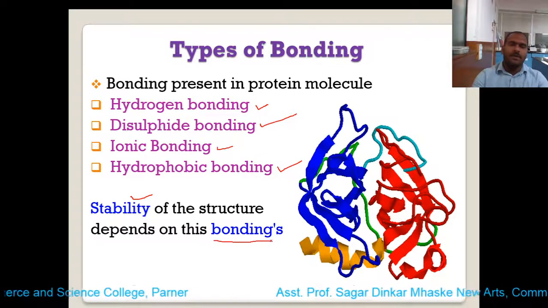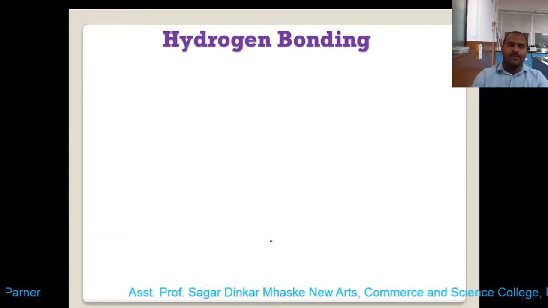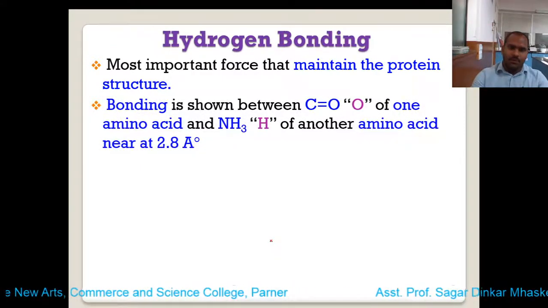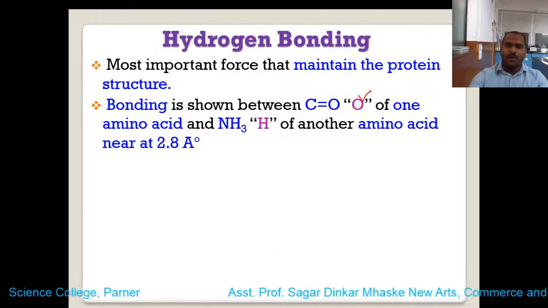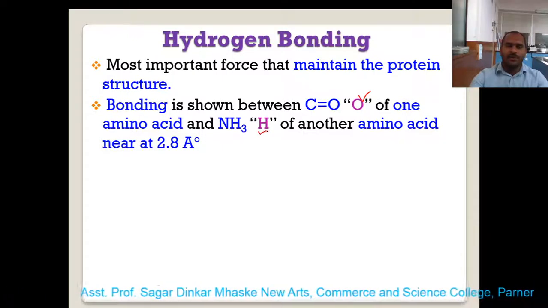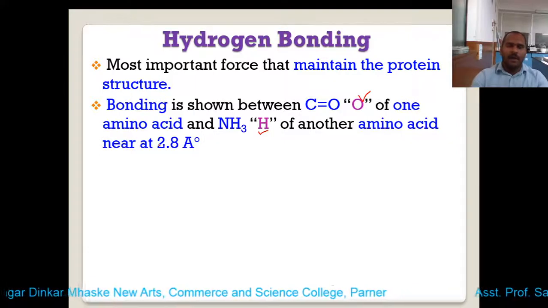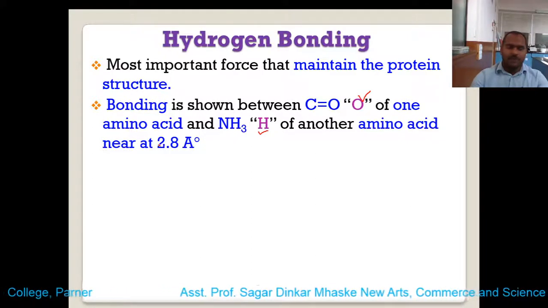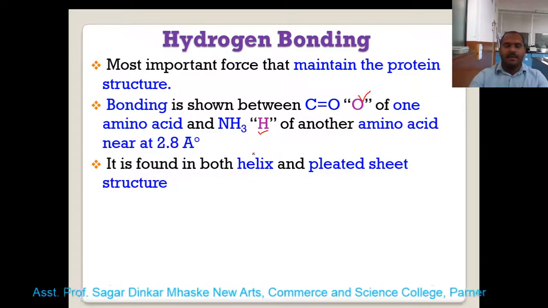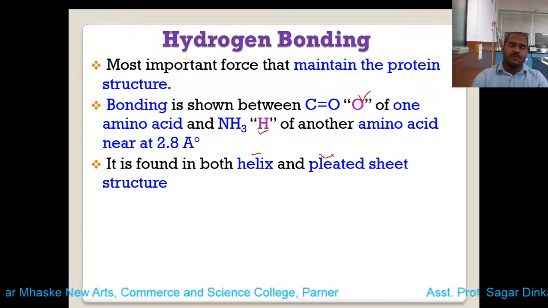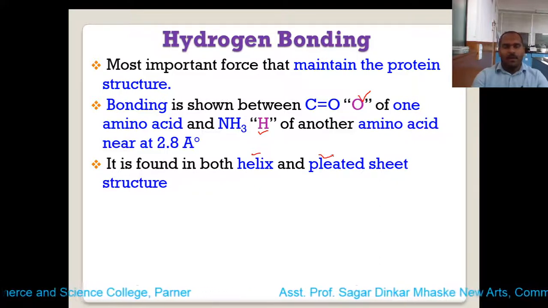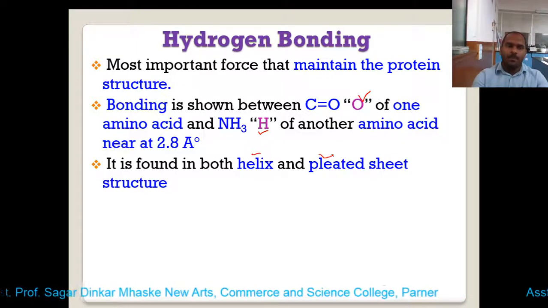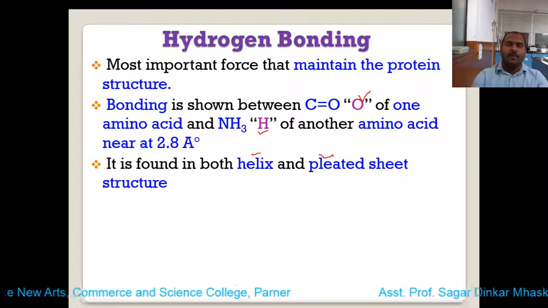So let's first consider hydrogen bonding in a protein. Hydrogen bonding is the most important force that maintains the protein structure. The bonding is shown between the carbonyl oxygen of one amino acid and the amino hydrogen of another amino acid, which are near at 2.8 angstrom. It is found in both helix and pleated sheet structures, where this hydrogen bonding gives stability. So we can consider that it is the primary and most important stabilizing factor for the protein structure.